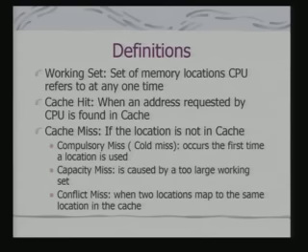So let us look at some of these definitions. Working set. What is really a working set? It is a set of memory locations that the CPU refers to at any one time. This one time obviously has associated with it a concept of granularity, that is, a sequence of instructions is what is being referred to as one time. Cache hit, as I have already explained, happens when an address requested by the CPU is found in cache. A cache miss is when the location is not in cache.